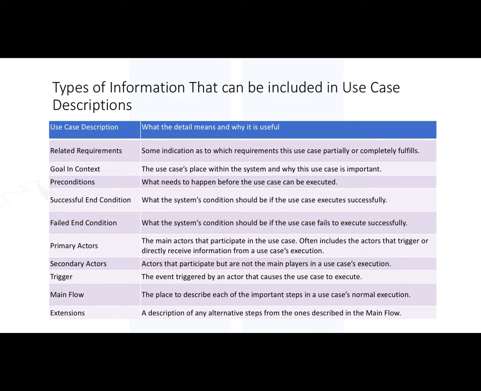So, related requirements, goal and context. Related requirements: some indication as to which requirements this use case partially or completely fulfills. Recall that in your requirements document, you can show the relationship between a user requirement and a particular use case. Same thing here, you can specify which requirement is related. Goal in context: where the use case is placed within the system and why the use case is important. Preconditions: what needs to be true before the use case can be executed. What needs to be in place first.